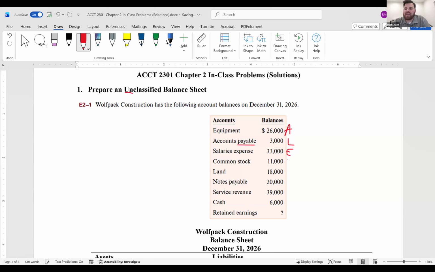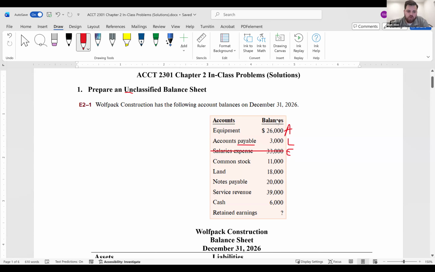Now, the problem with that is expenses do not go on the balance sheet. So for right now, I can just draw a line through this entire account and get rid of it. It is not necessary for this problem. Many students might mistakenly take that and force it into the balance sheet somewhere. It will mess up your balance sheet and things will not be done correctly. So do be careful. Next, we see common stock.